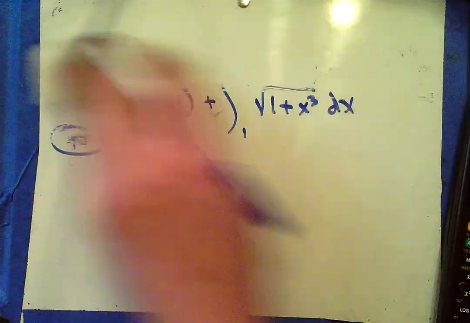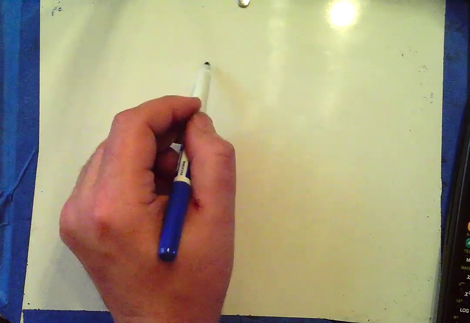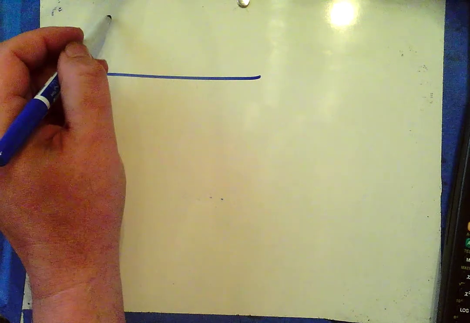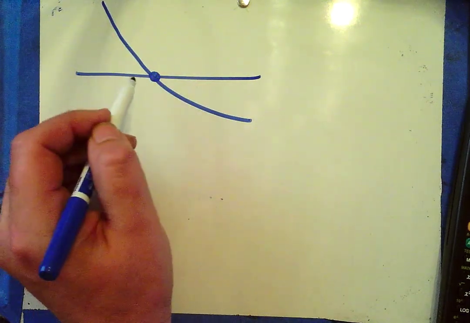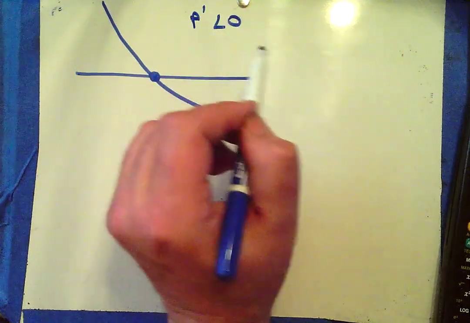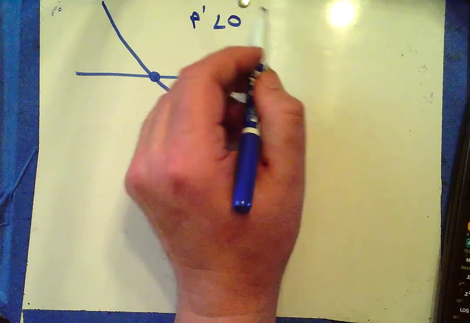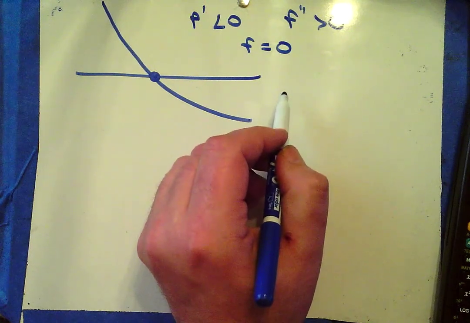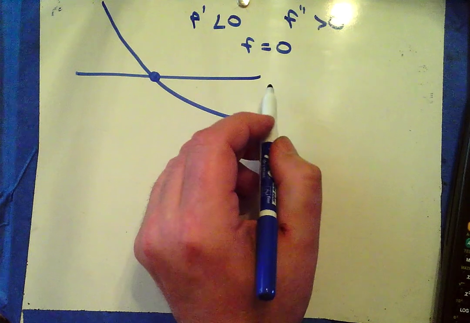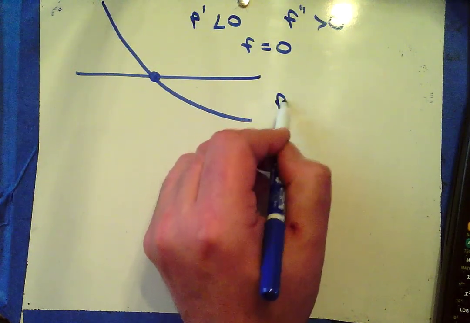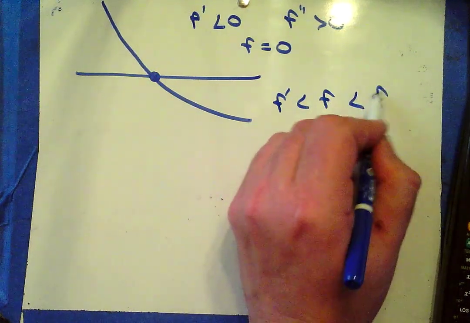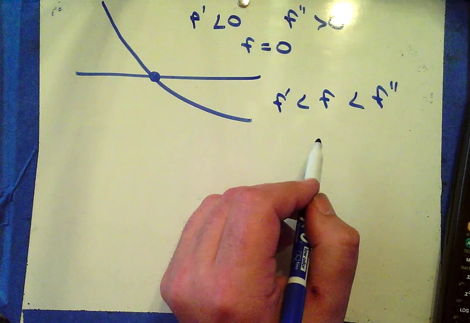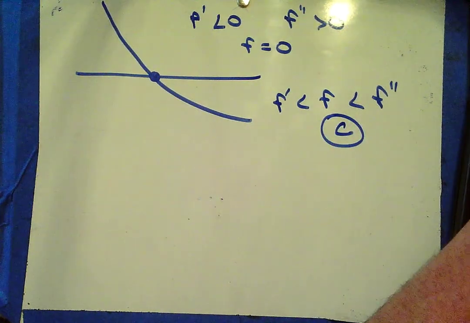Okay, 41. 41 says, let f be a twice differentiable function that when x equals c, f is decreasing, concave up, and has an x-intercept. Decreasing, concave up, and has an x-intercept. Okay, so f prime is less than 0. Concave up, f double prime is greater than 0, and f equals 0. So if I'm supposed to put these in order from least to greatest, I'd have f prime is smaller than f, which is smaller than f double prime. And that's true for choice C. Choice C for number 41.